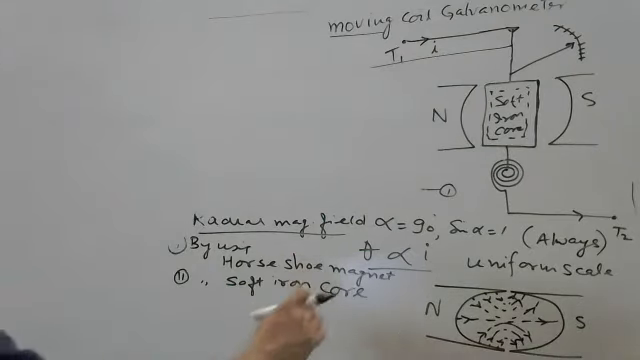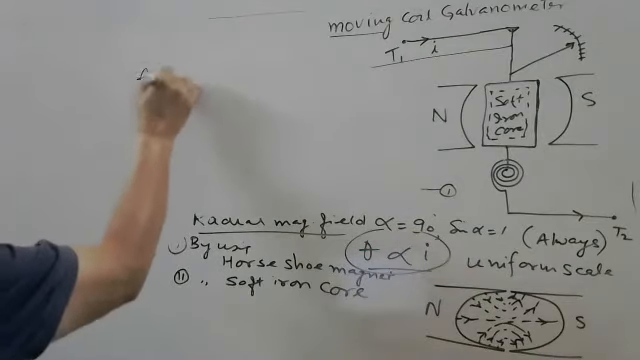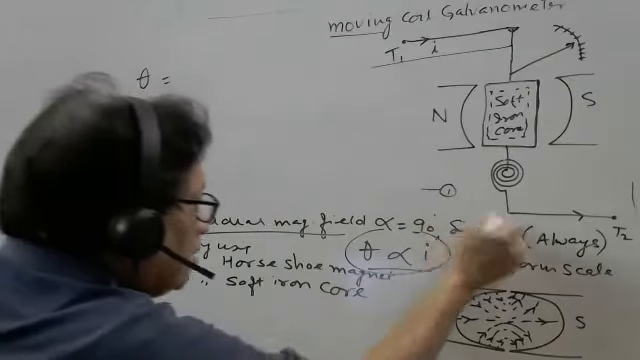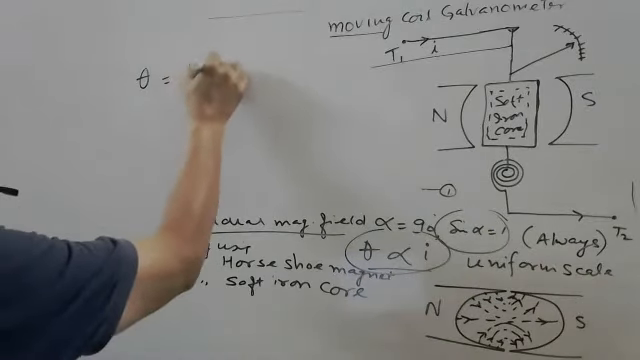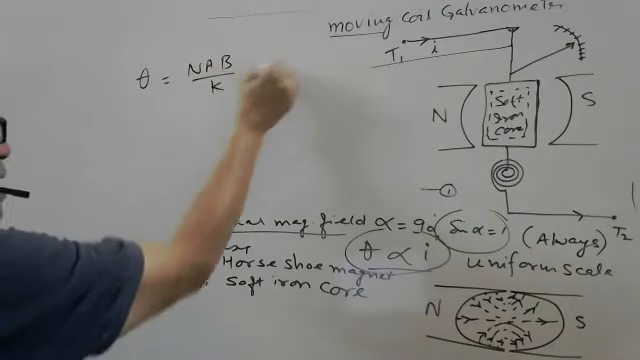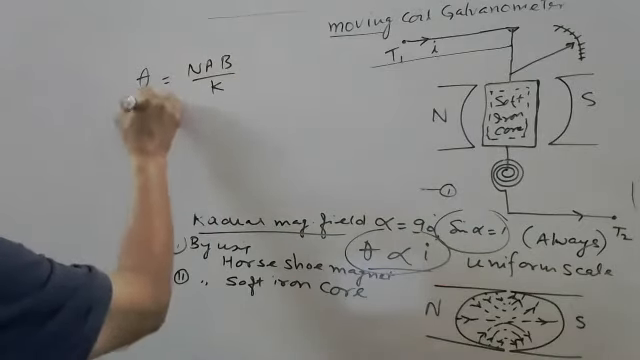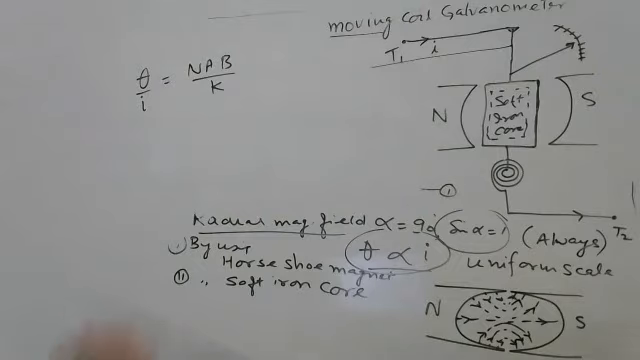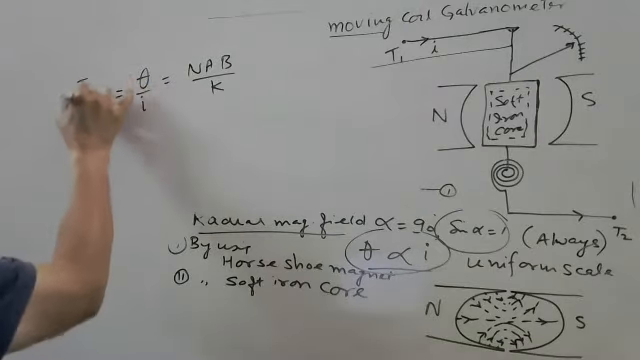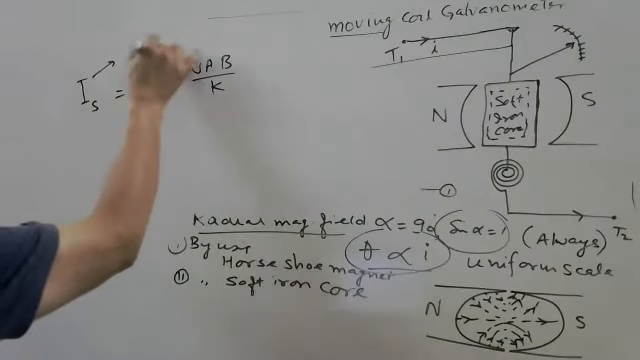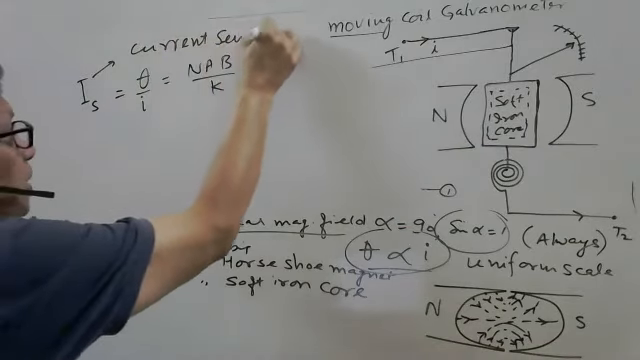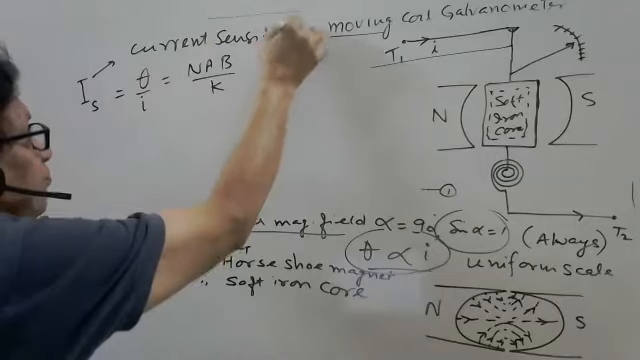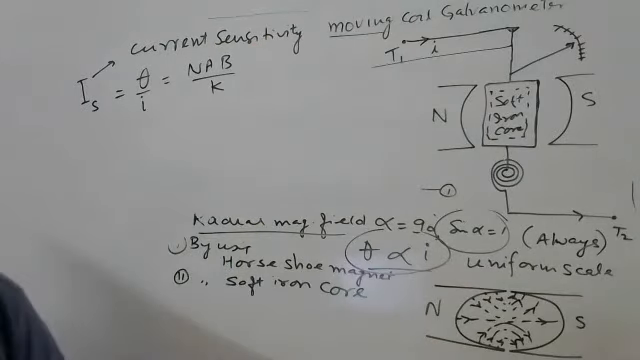Now, I have written that theta is directly proportional to I. So we have eliminated this factor sin alpha. Theta is equal to NAB upon K times I. I'm taking I here. So this is called current sensitivity. Current sensitivity. So what is the definition of current sensitivity?